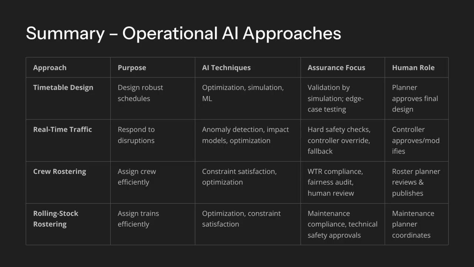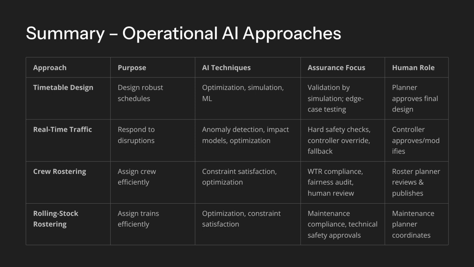Timetable design happens offline, weeks or months before operations begin. There's time for iteration, review, and expert scrutiny. And because the timetable underpins everything downstream, every service, every connection, every resource plan, the assurance bar is high. Robust validation through simulation, human expert review before anything is finalized, and the planner carries accountability for the design that goes live. The AI generates options, the planner owns the decision.